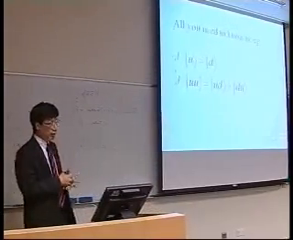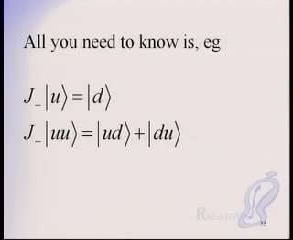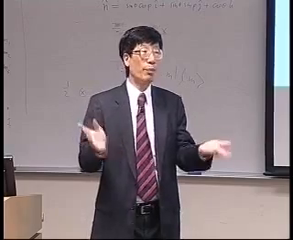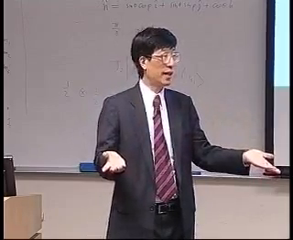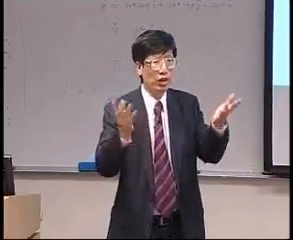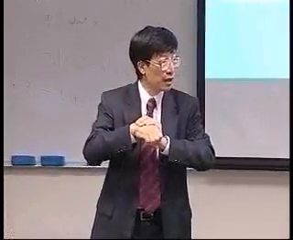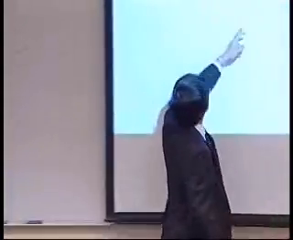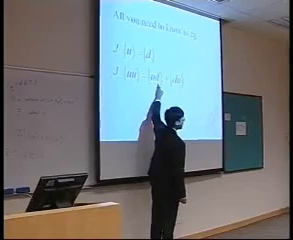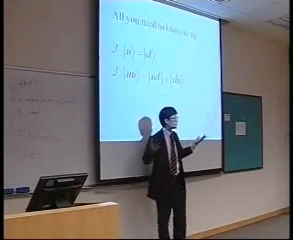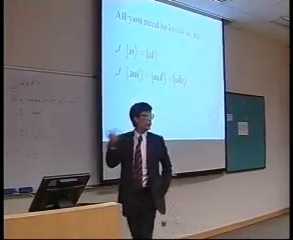And to do this, all you need to know is the following. J minus turns a U to a D, okay? So J minus on UU, what happens? That's the rule you have to know. It separately operates on each of the 2 electrons. It's just like a differential operator when you operate on a product, right? You operate on the first factor and keep the second fixed. So if it operates on the second factor, it gives UD. If it operates on the first factor, it gives DU. Right? That's the only rule you have to know.